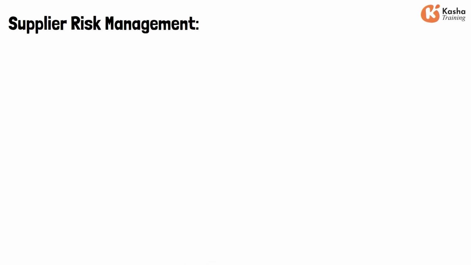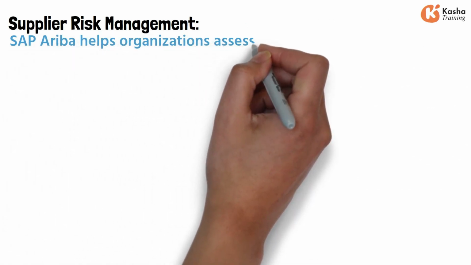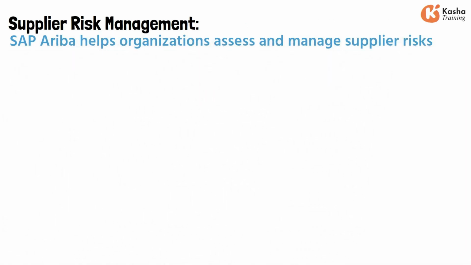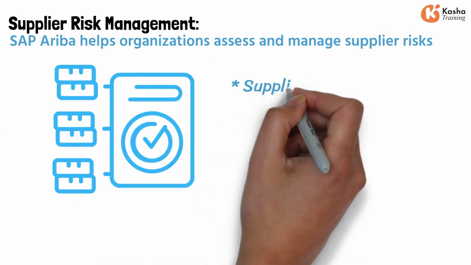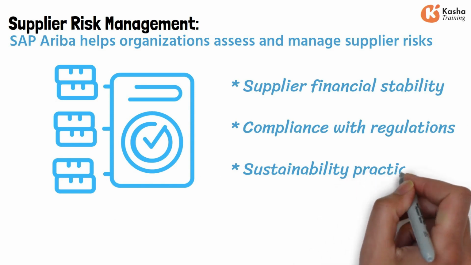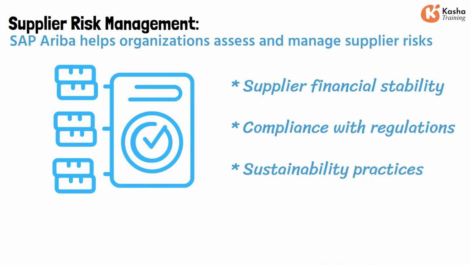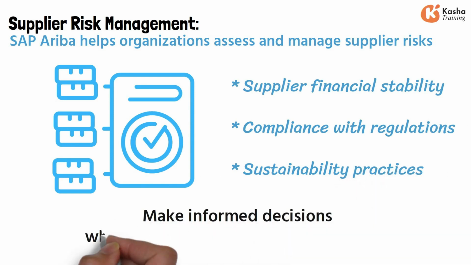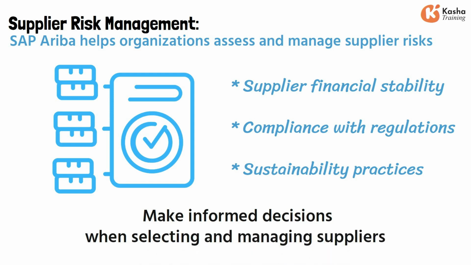Supplier risk management. SAP Ariba helps organizations assess and manage supplier risks. It provides tools to evaluate supplier financial stability, compliance with regulations, and sustainability practices. This enables organizations to make informed decisions when selecting and managing suppliers.